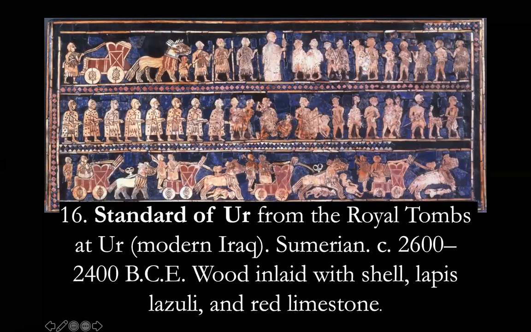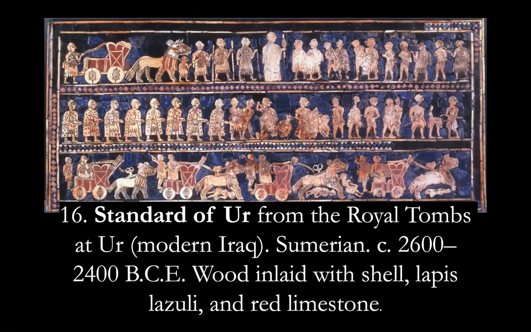All right, this is called the Standard of Ur from the royal tombs at Ur, which is modern Iraq. This is our last Sumerian artwork, 2600 to 2400 BCE. And this is wood inlaid with shell, lapis lazuli, and red limestone. So it's actually a type of mosaic. I wrote the word mosaic right after red limestone. I wrote equals mosaic. Should add that on there, sorry.